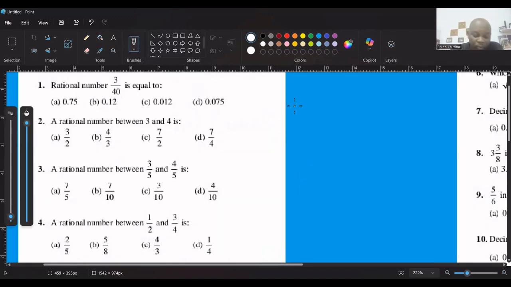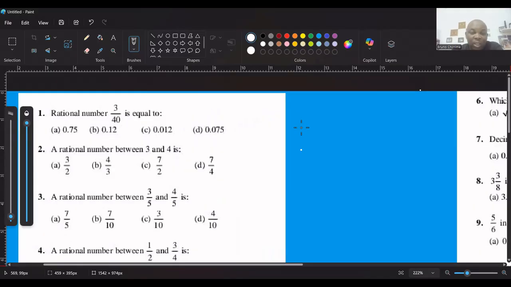So we have question 1. Rational number 3/40 is equal to which one of these? Obviously, it's not equal to 0.75. In terms of 40, what is 0.75? It would actually be 30/40, because that's like 3/3. Yes. Okay, anyway, let's go back to A.